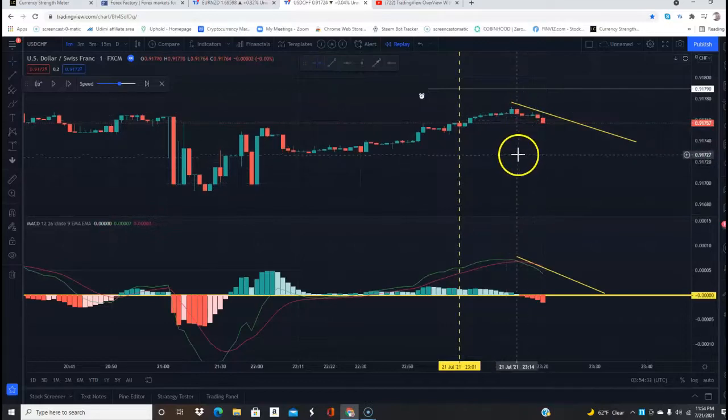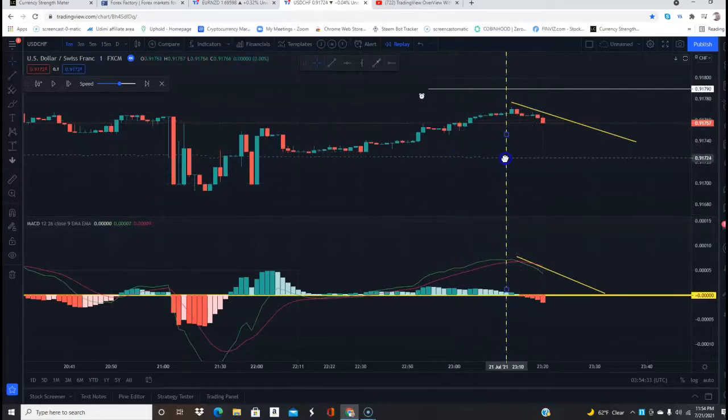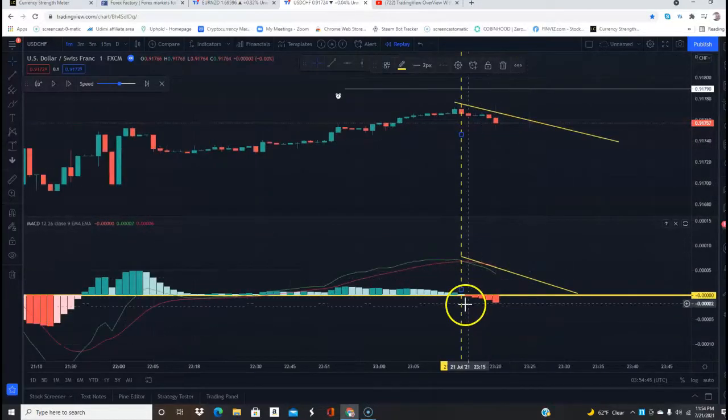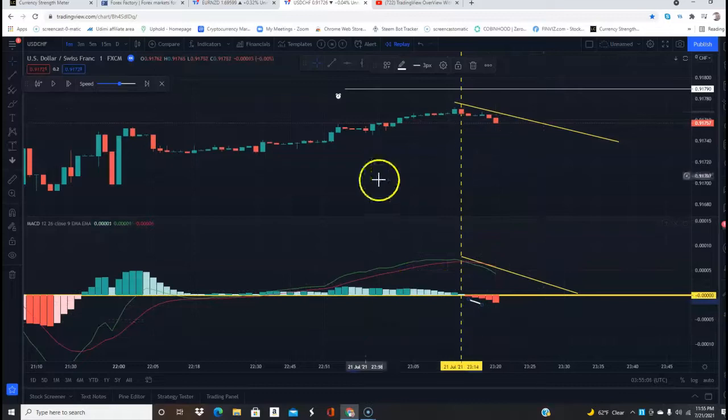So we got the cross here. Let me just show you guys. Got the cross down here. Now you're waiting for confirmation to get into the market, right? The confirmation, you could have used, one, we have the histogram cross, and now we have printed a red histogram candle confirming that, okay, we're potentially starting to go in a selling direction. Now let's see how this plays out.